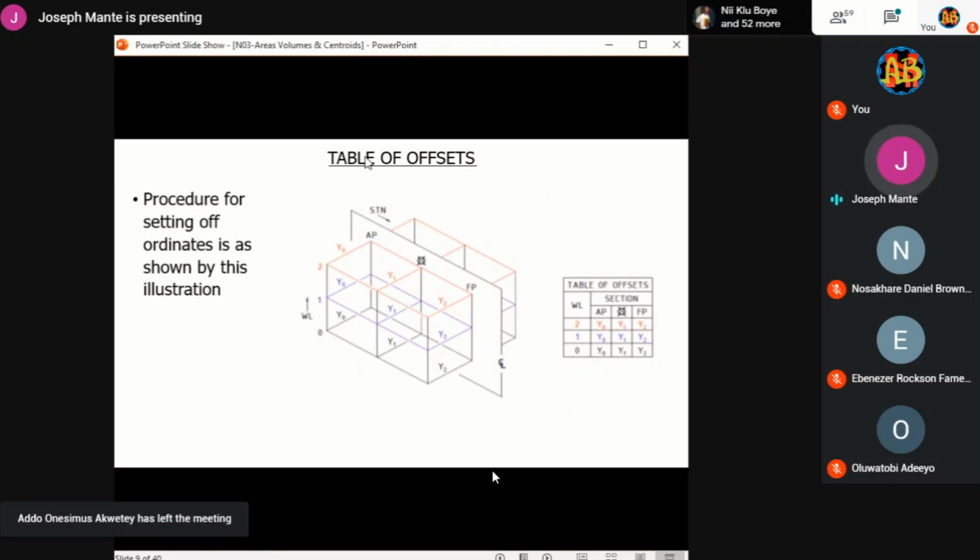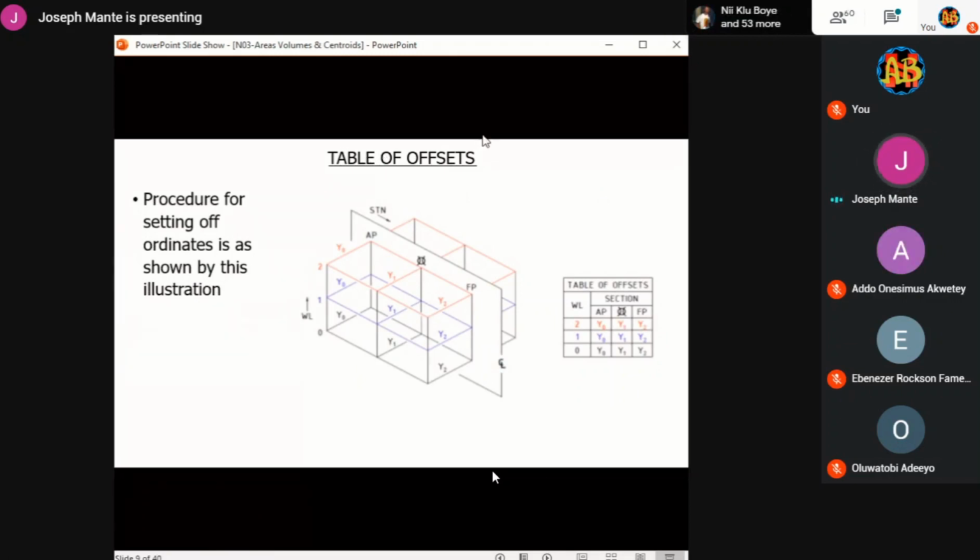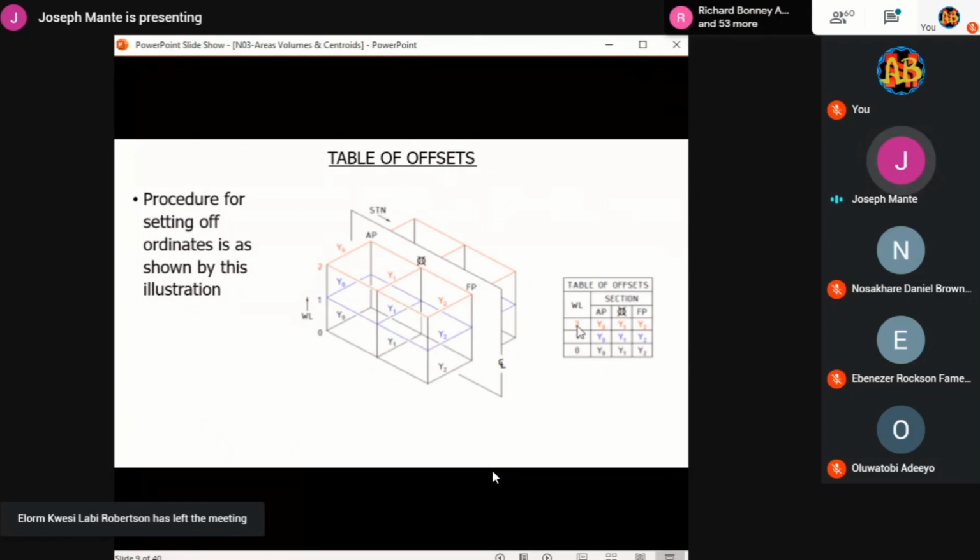So we have the table of offset here. We have the various water lines. We have the aft, the mid section, and the forward. Take this box as a ship, like the earlier presentation that we did. If you want to read the offset when you are at the aft perpendicular, here we have water line 0, 1, and 2. So you have to put your water lines there, 0, 1, and 2.